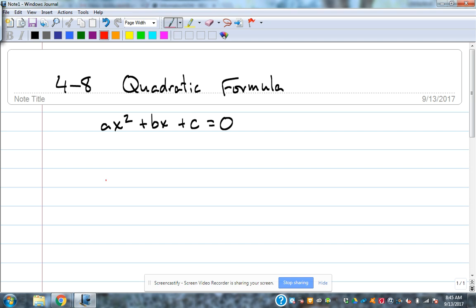All right. Quadratic formula is this. I don't know why I picked red, but I'm going to change it. X equals negative b plus or minus the square root of b squared minus 4ac, divided by 2a. You need to have that memorized if you don't already. Okay, so negative b plus or minus the square root of b squared minus 4ac divided by 2a.